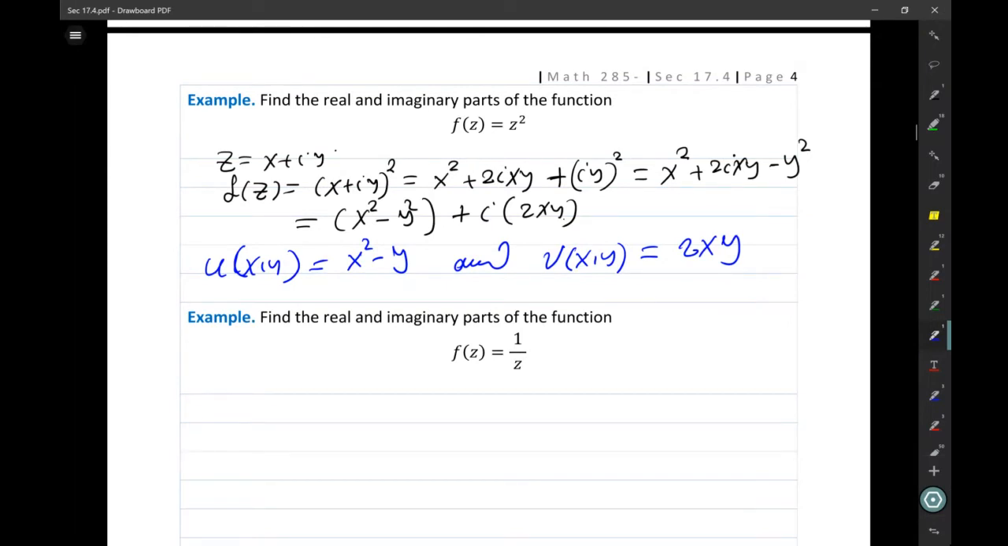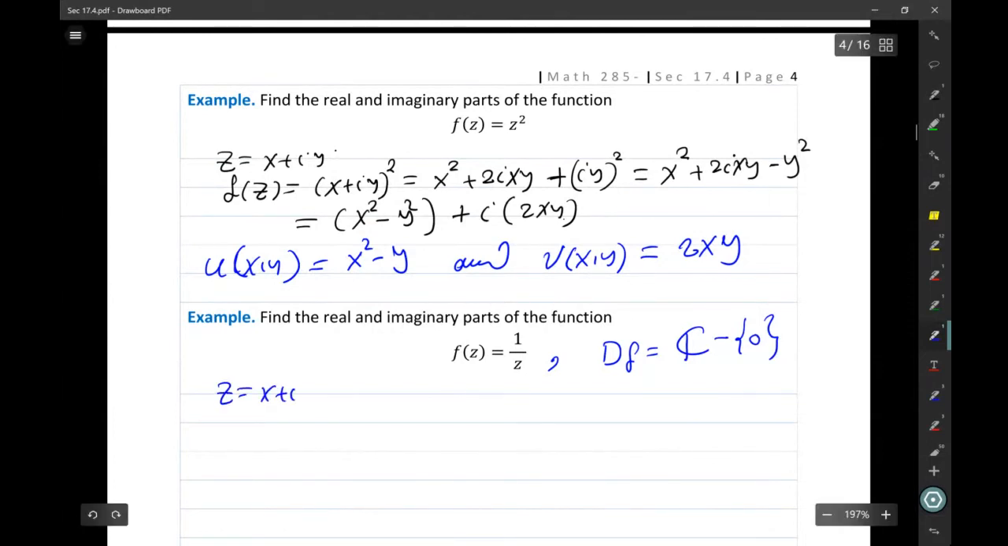طيب نشوف الآن next example. قال لي find the real and imaginary part of the following function. First of all, here the domain of this function is equal the set of all complex numbers except the zero complex number. Assume z to be x plus iy.